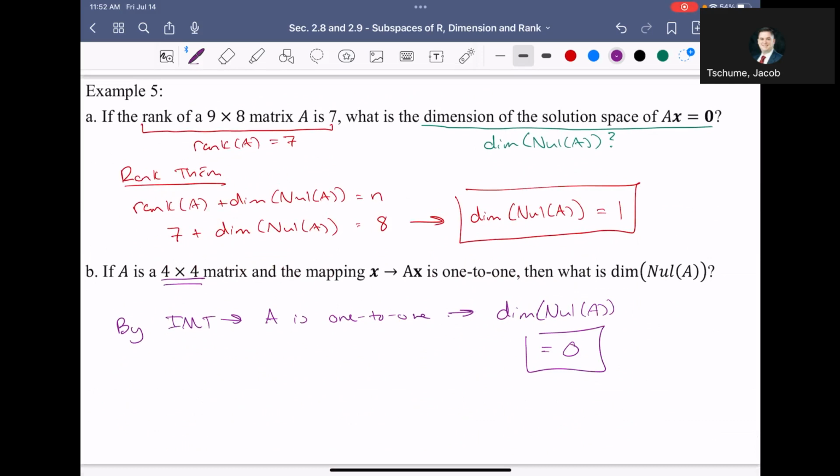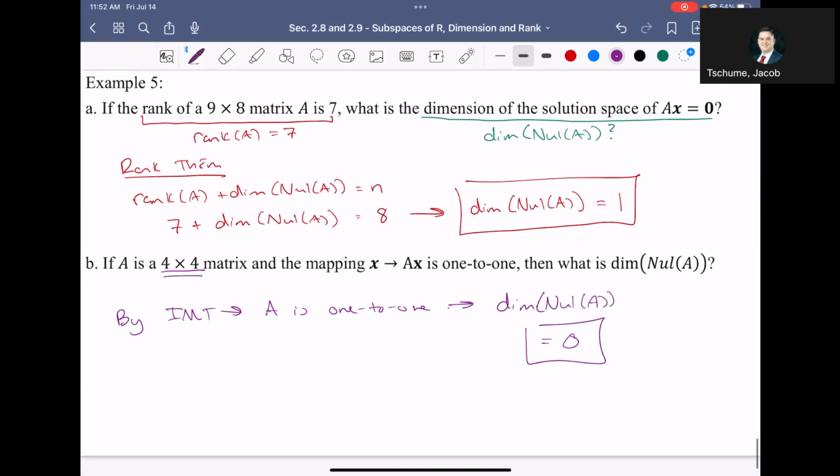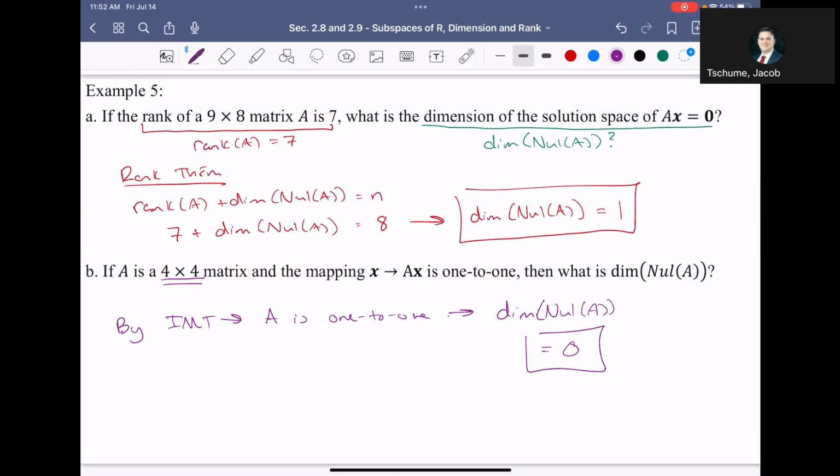So that ends my video on the combo section 2.8 and 2.9. That also wraps up the sections that we're going to cover in chapter 2. Starting in the next video, we're going to move into chapter 3, which is going to be our discussion on how determinants play a role in linear algebra.